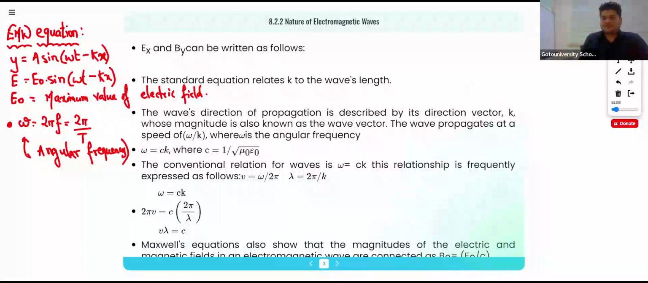Then one more thing we have is a factor k. That k is called the propagation constant or wave vector, and that will be equal to 2 pi upon lambda. We will name it the propagation constant. You have already studied about this in your chapter on superposition of waves.